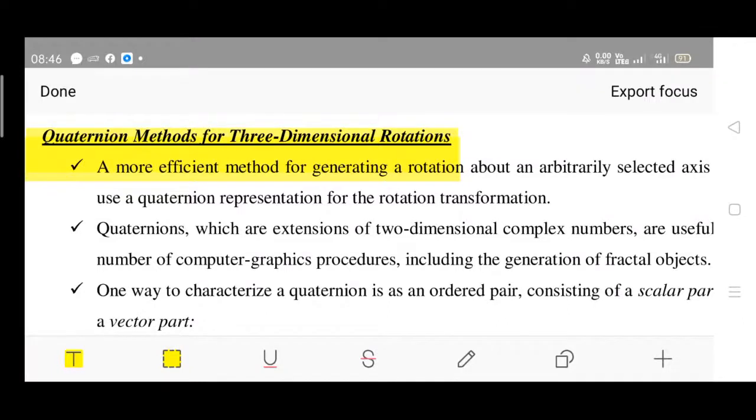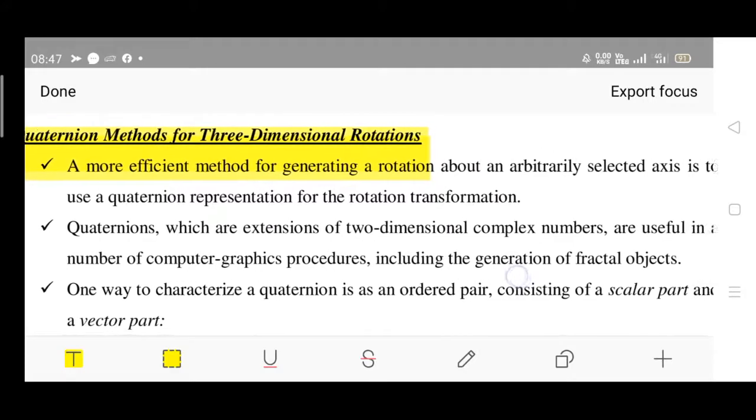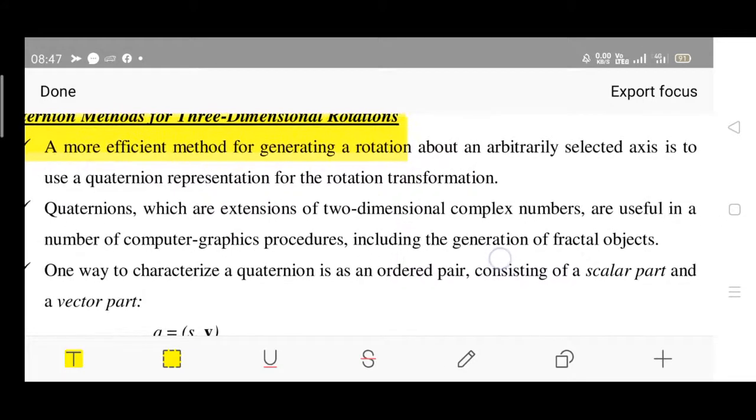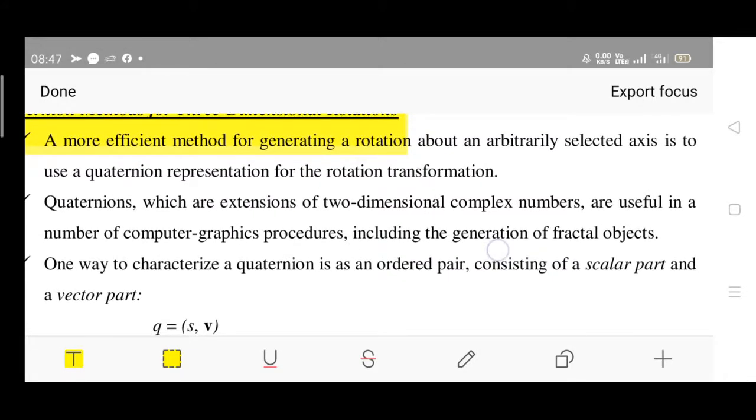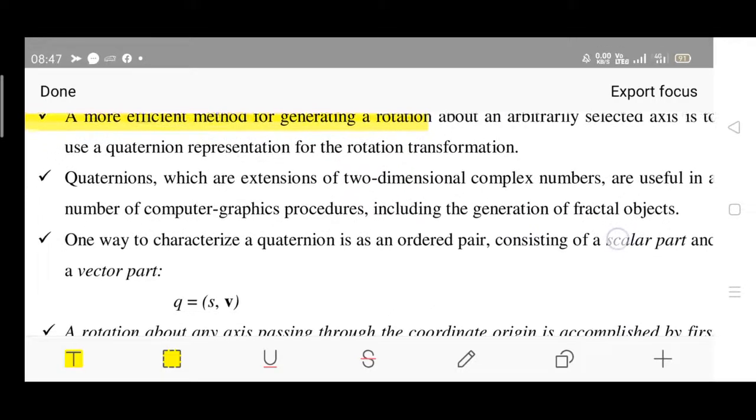So moving on to the next topic, quaternion methods for three-dimensional rotations. Three-dimensional rotations about an arbitrary axis can be represented with the help of quaternions. This quaternion representation uses the complex number representation, so two-dimensional complex numbers there. With their usefulness, they are used in a number of computer graphics procedures, including the generation of fractal objects.